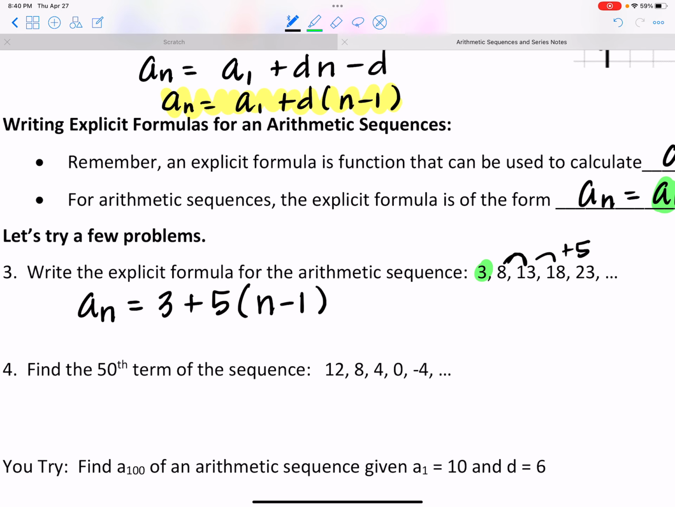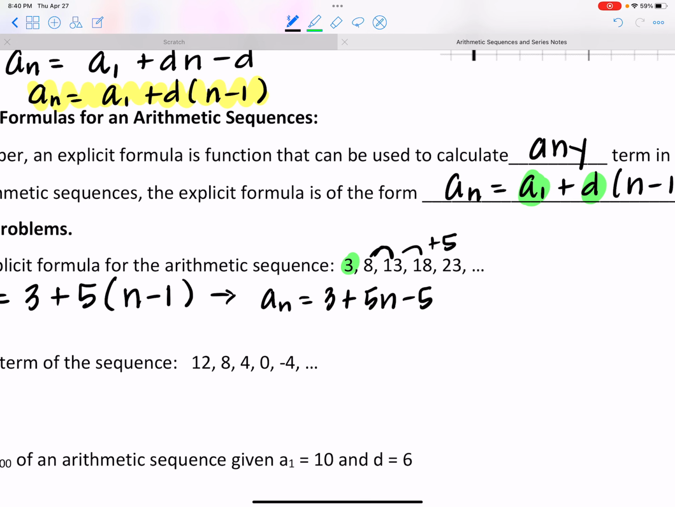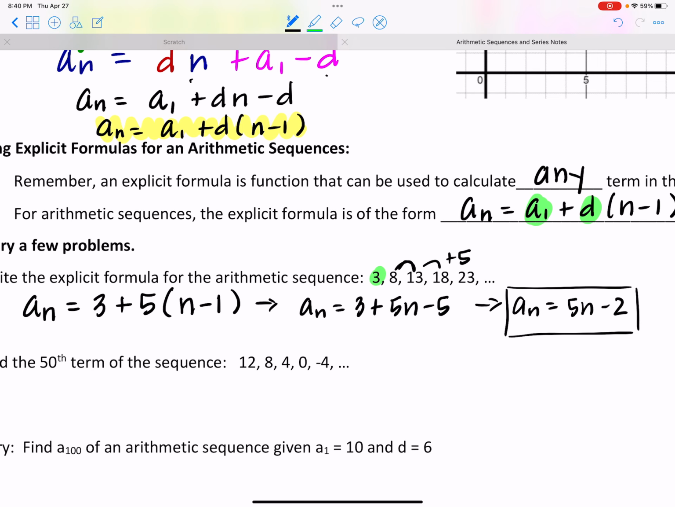But we could also simplify this. We could also say a sub n is equal to 3 plus 5n minus 5 when we distribute, and then because I have like terms there, I could say a sub n is equal to 5n minus 2. And this is the form I prefer, but any one of those forms is technically fine because it would generate that same list.